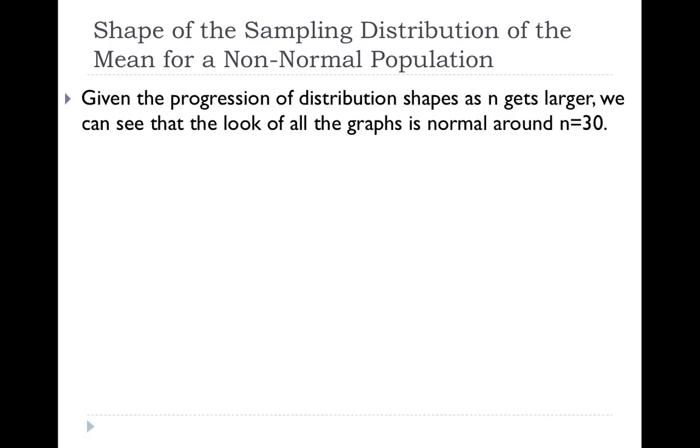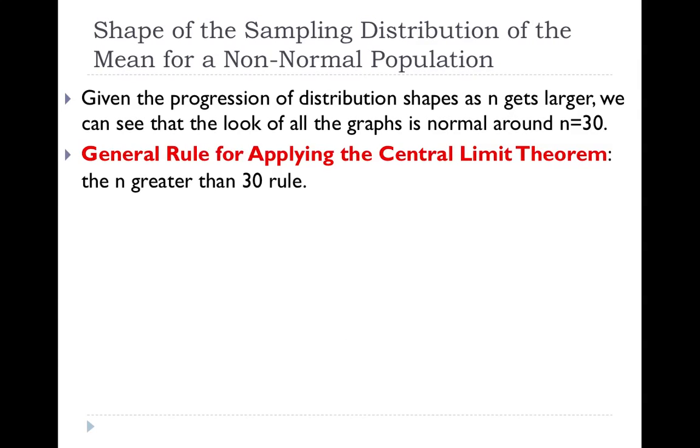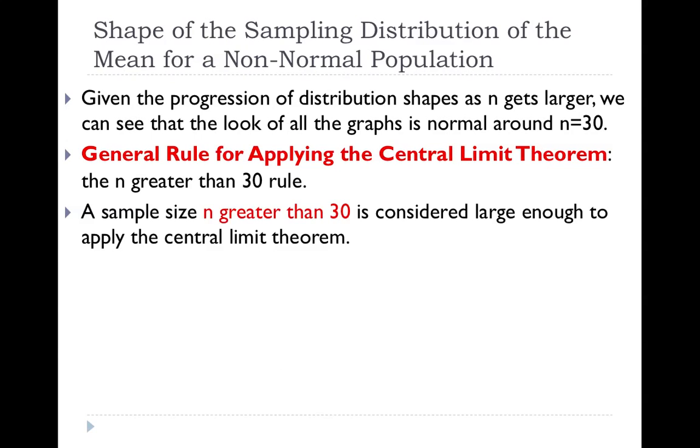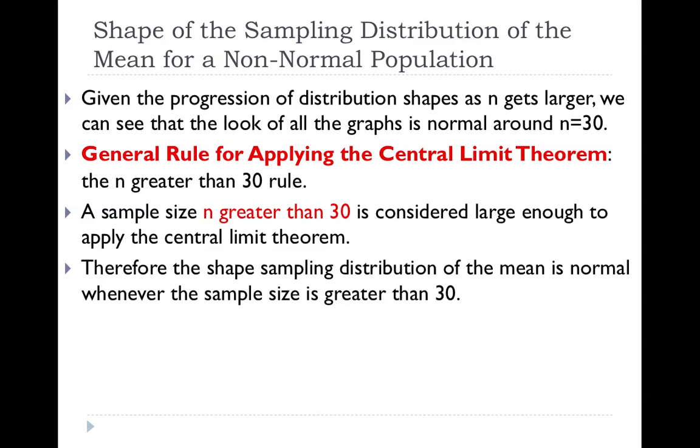So given the progression of distribution shapes, as n gets larger, we can see that the look of all the graphs is normal around 30. So the general rule for applying the central limit theorem is as follows. A sample size of n greater than 30 is considered large enough to apply the central limit theorem, which means that the shape of the sampling distribution of the mean is normal whenever the sample size is greater than 30.